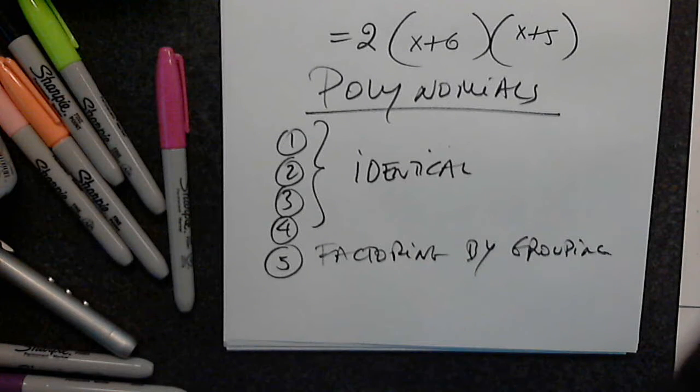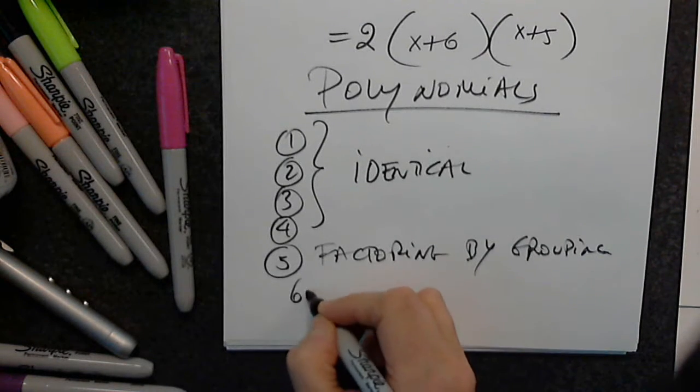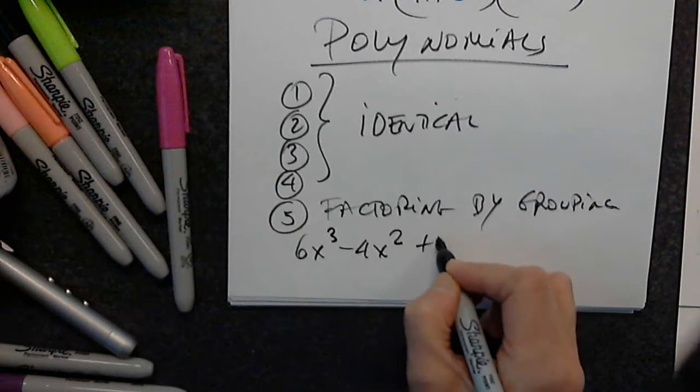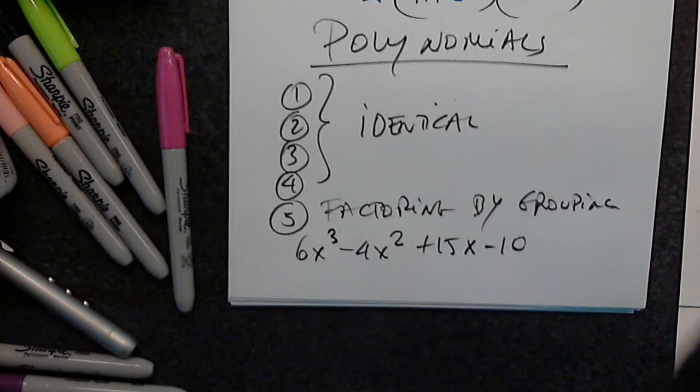So the book does this first. Are you kidding me? 6x cubed minus 4x squared plus 15x minus 10. First, I have to ask myself, what is it? How can a student factor this first without understanding what a binomial is, what a trinomial is, and how we even, I don't know. This is the first thing we do in the book.